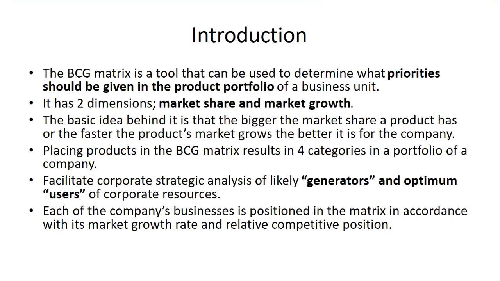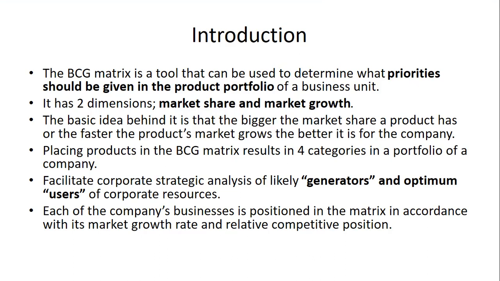So now let's start with the analysis part, that is part B. First we are going to talk about the BCG matrix. A lot of questions from this BCG matrix are a part of your Paper 2, so you should be very careful with the concept. The BCG matrix is a tool that can be used to determine what priorities should be given in the form of product portfolio. It has 2 dimensions, market share as well as market growth. The basic idea behind this is that the bigger the market share a product has, or the faster the market share grows, the better it is for the company. So obviously, it indicates positivity.